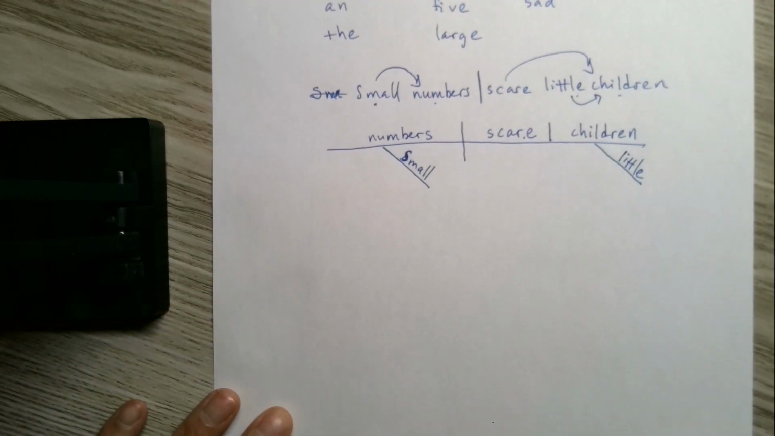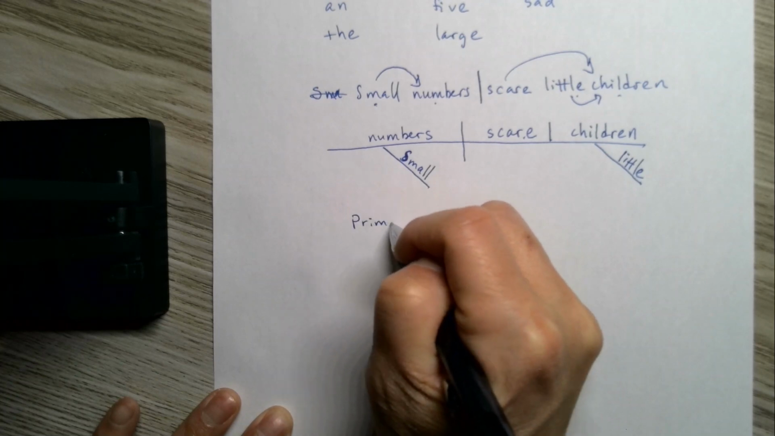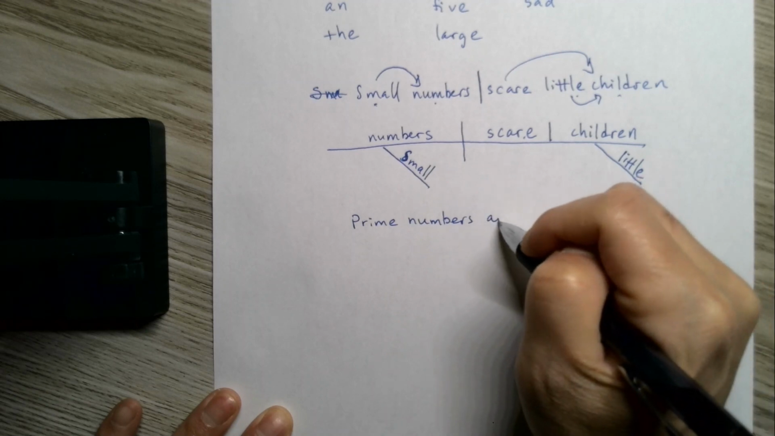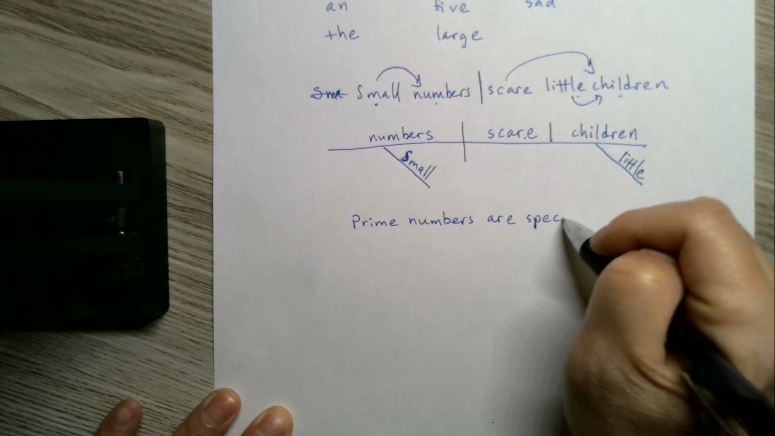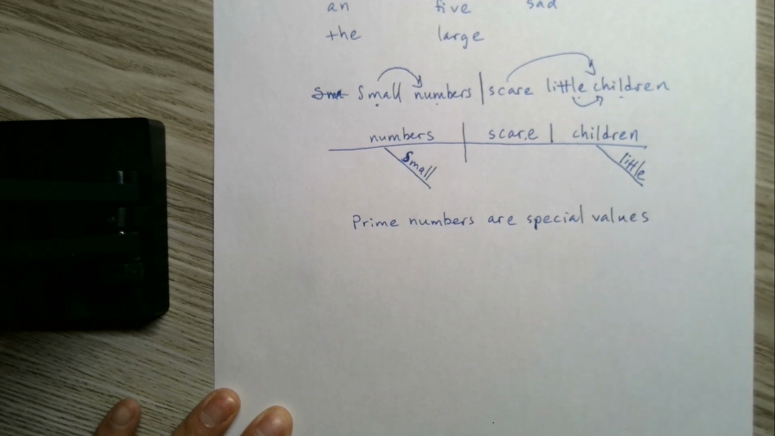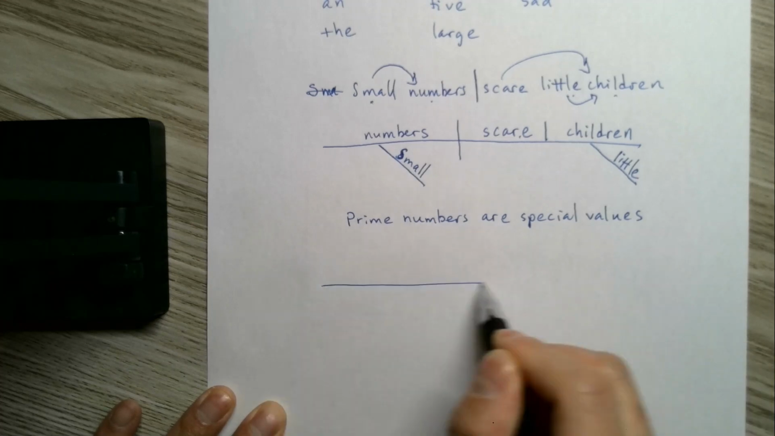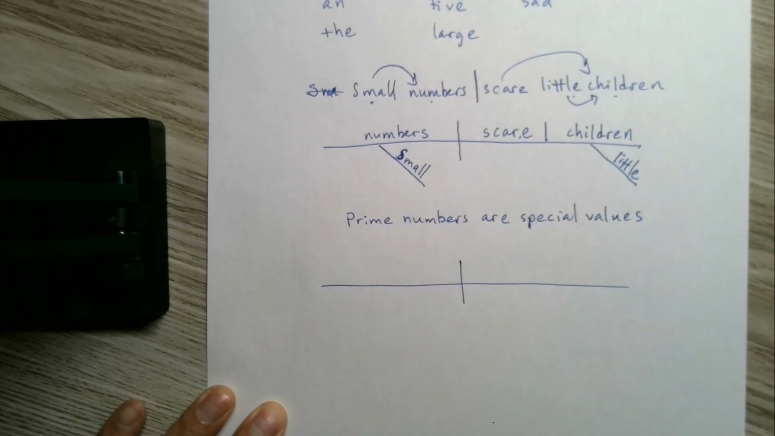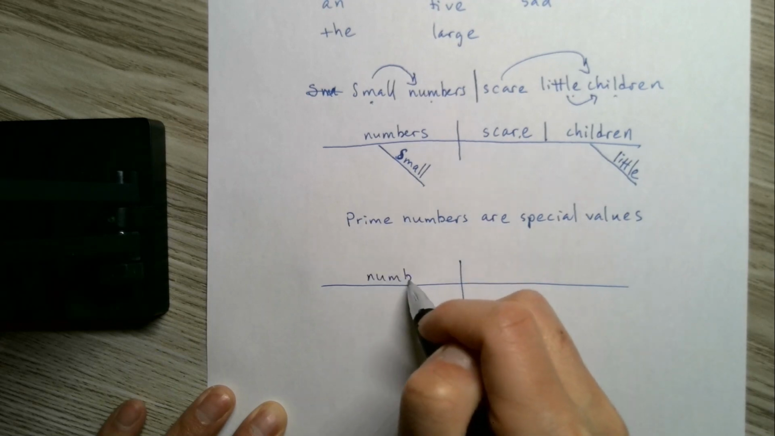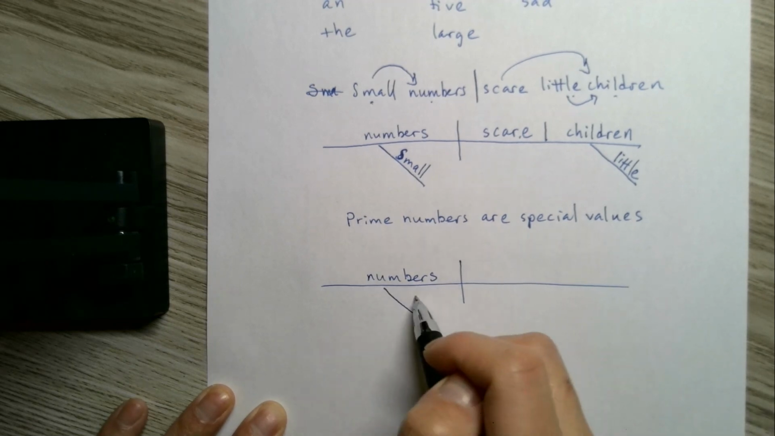Okay, sentence number 2. Prime numbers are special values. Okay, numbers is our subject. Prime describes the numbers.